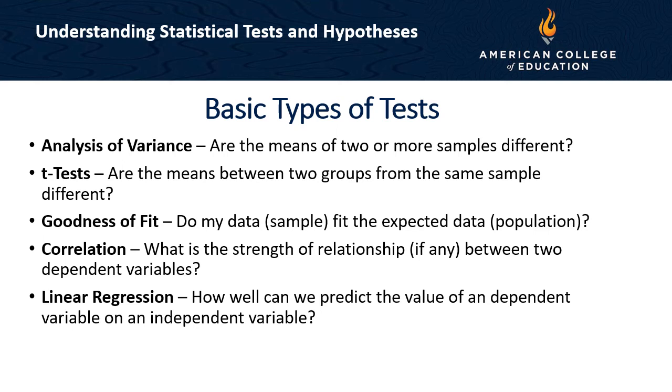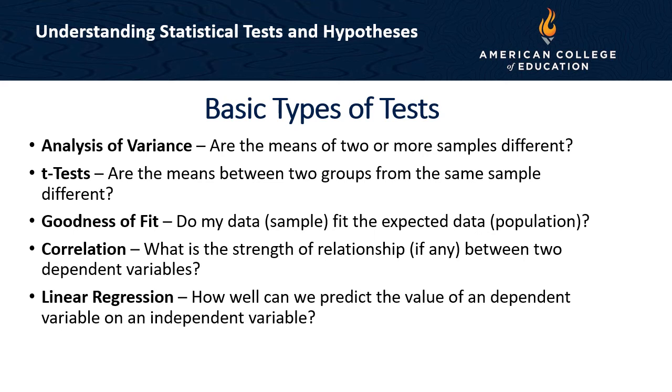And so we can essentially test between two things using just one sample. A goodness of fit is sometimes called a chi-square test. And what we're looking for here is to see if our data, that is the sample, fit the expected data from the population. And we may have data about the population, especially if we're using archival data, that we're testing our sample against.